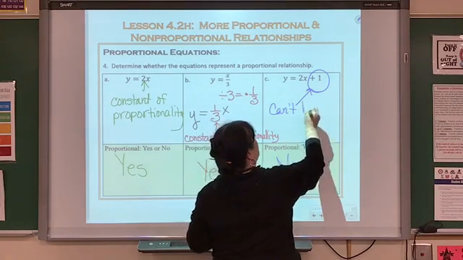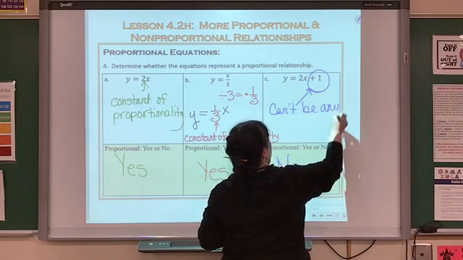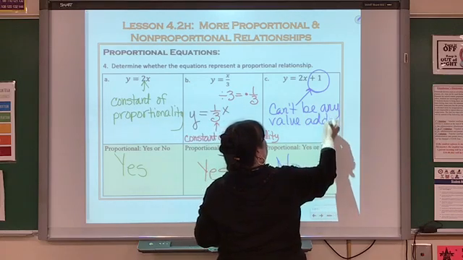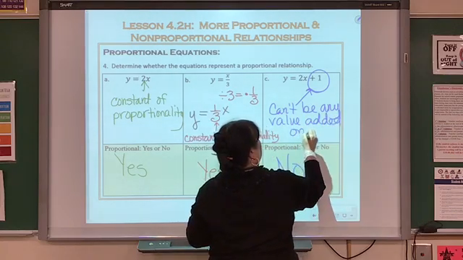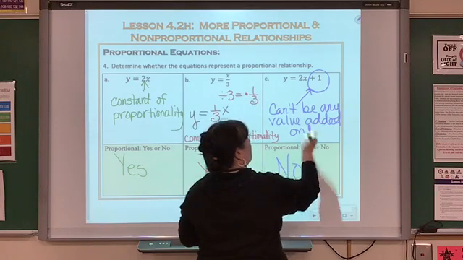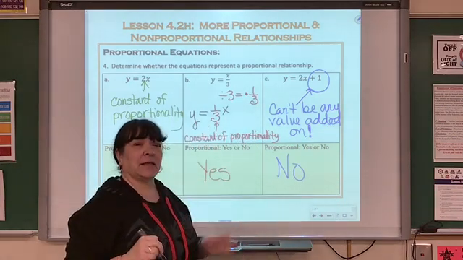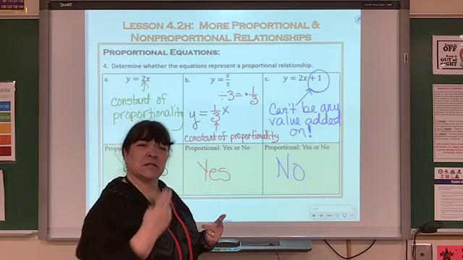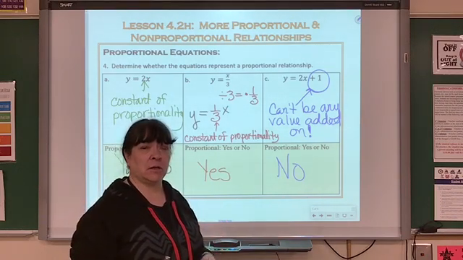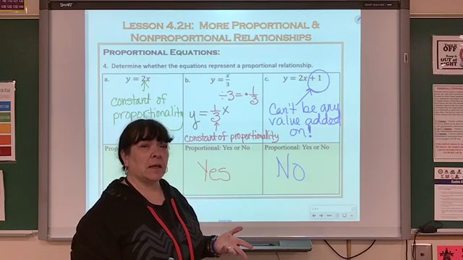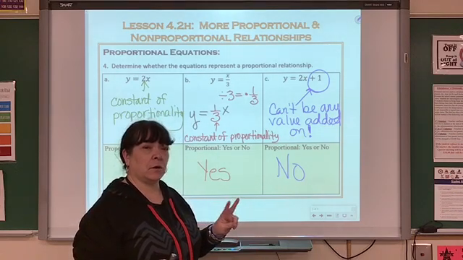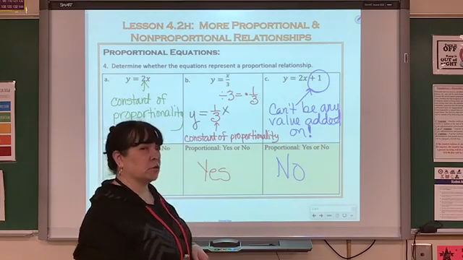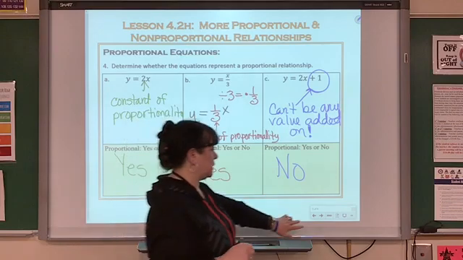because there can't be any value added on. We cannot have any additional values. That shifts everything. And that wouldn't be a strict multiplication or division relationship. It would now be 2 processes, 2 operations, not proportional. Proportional is just 1, multiplication.